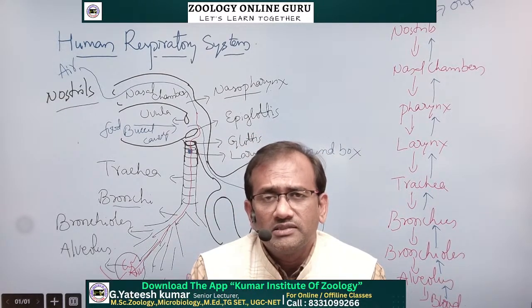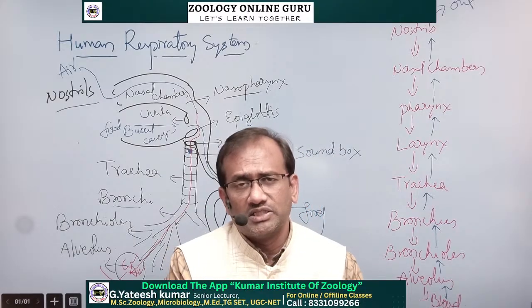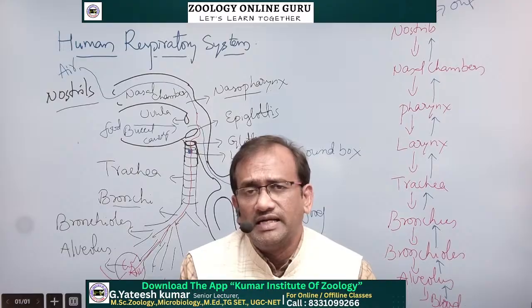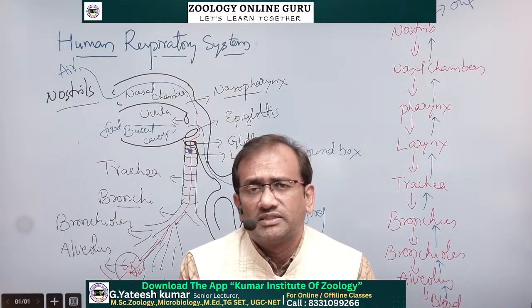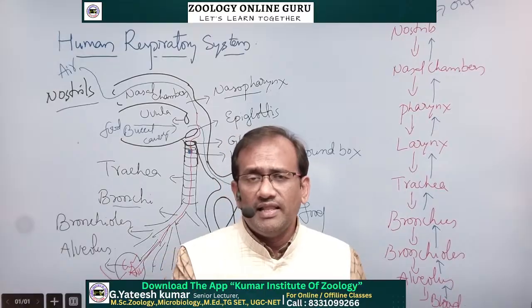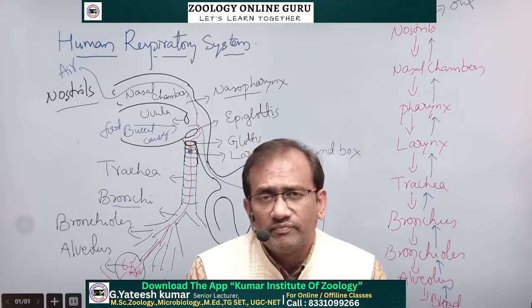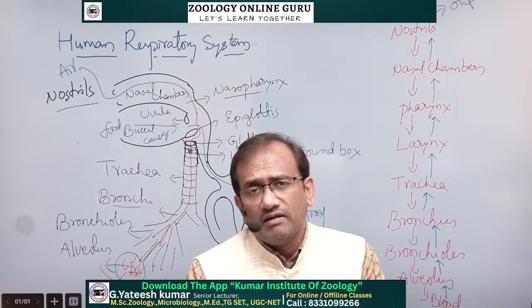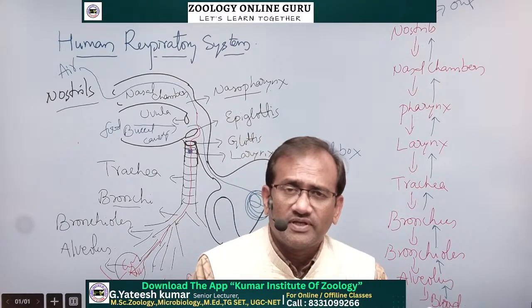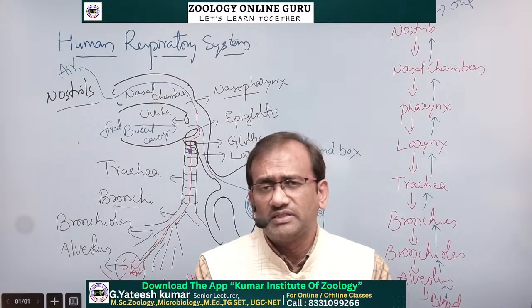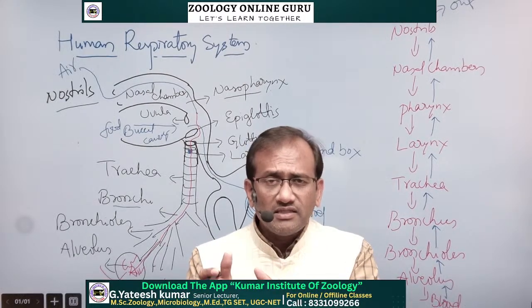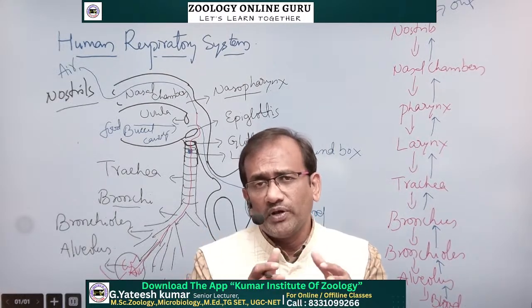We have one pair of lungs in the chest cavity. Two lungs are present, right side lung and left side lung. Right side lung is somewhat larger than the left side lung. The right lung has three lobes, and the left side has only two lobes. So in size also, the right lung is somewhat larger comparing to the left lung.